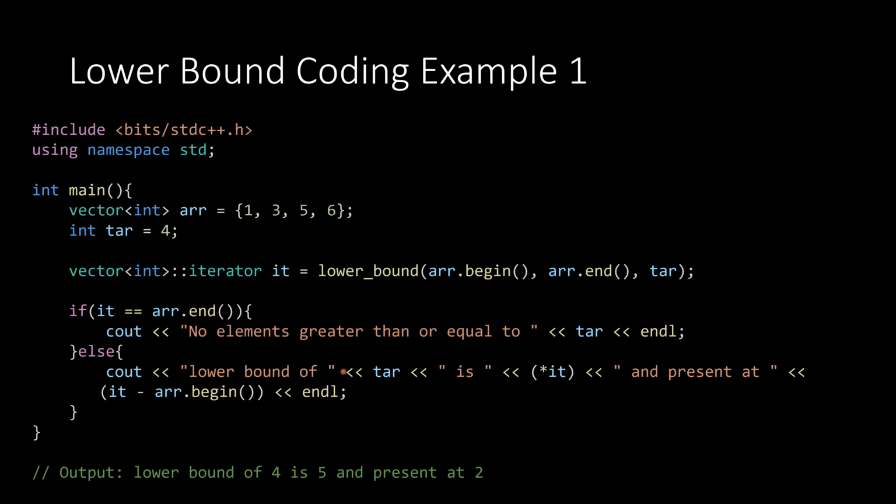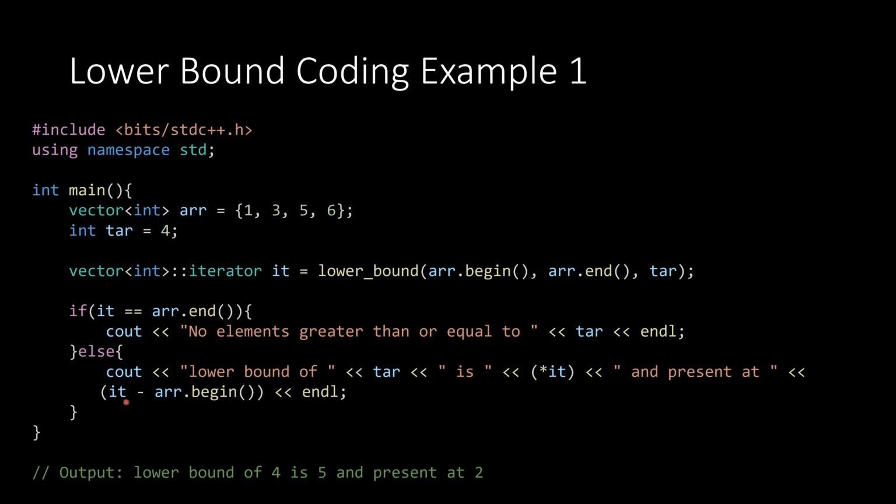So you can see that the lower bound of 4 is 5. Because this is the first element which is greater than or equal to 4, it's going to return the iterator to the 5. So if you dereference this, it will return the 5 value.